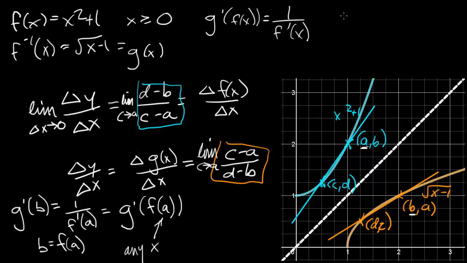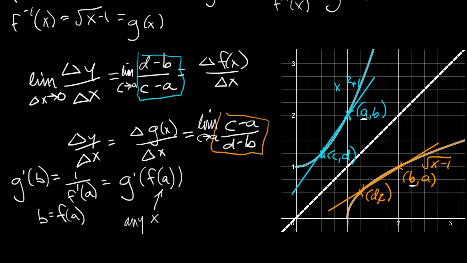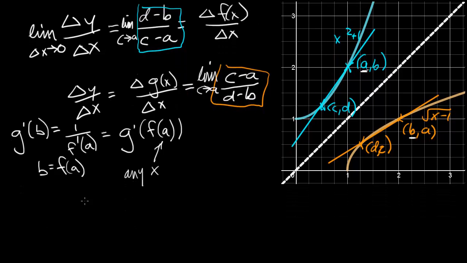But what if we want g prime of x? This is g prime of f of x, which is kind of a weird thing to have. g prime of x equals, let's get a little space down here. So here's our problem. We don't want g prime of f of x. Instead, we want g prime of x, which means we need to change this f of x into an x somehow. Fortunately, we're dealing with inverse functions, and that's exactly what they do.